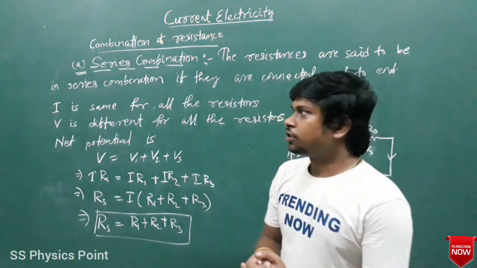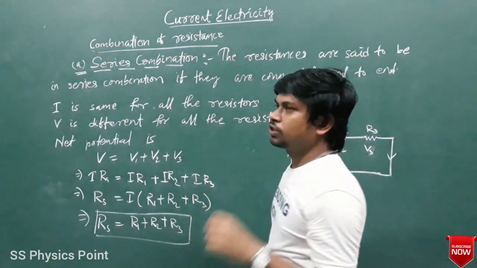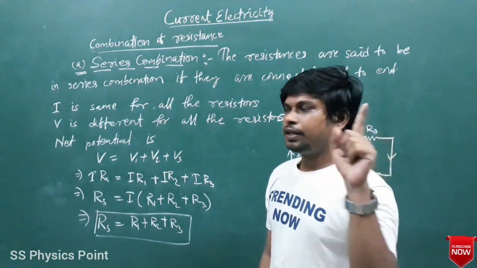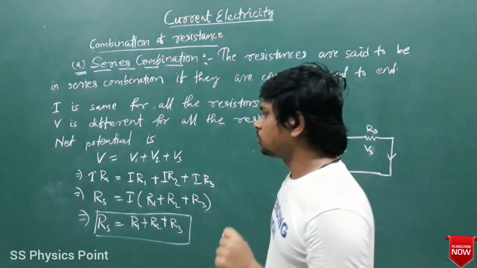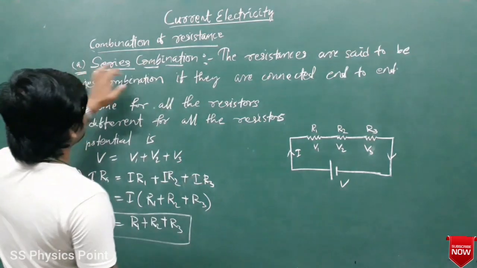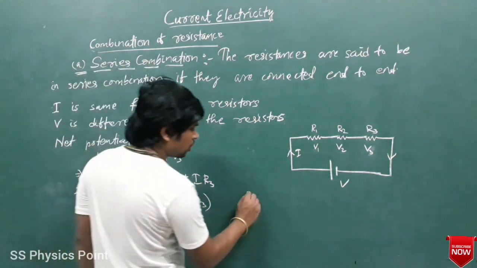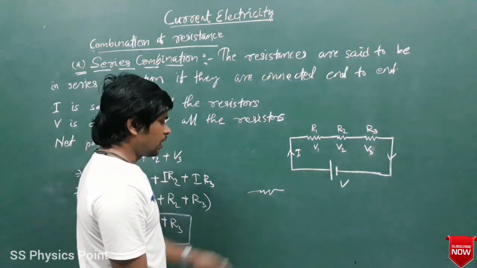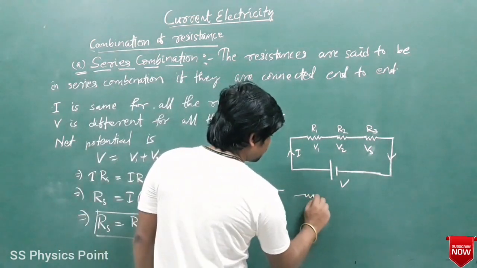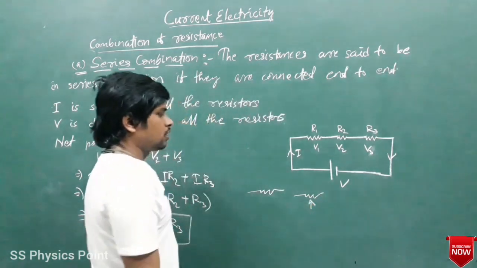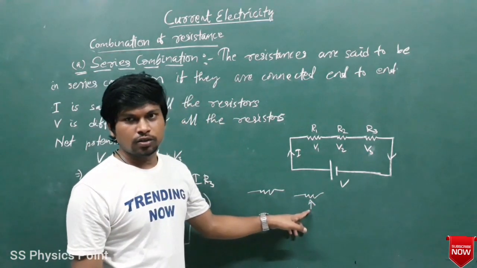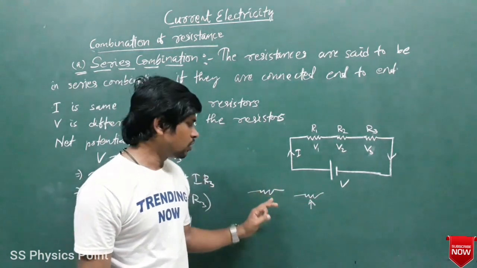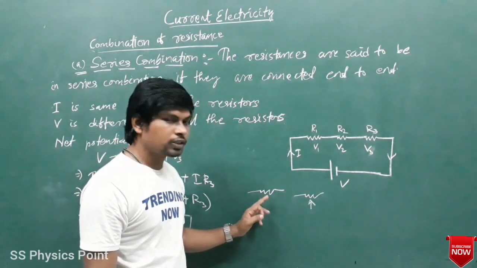So here we will study the combination of resistances. In 10th class also you have studied there are two types of combination, one is series combination, another one is parallel combination. So what is series combination? You know the symbol of resistance. This is the symbol of a resistor, and one more symbol is there. Sometimes you will find that this is the symbol of a variable resistor. This is also known as rheostat.